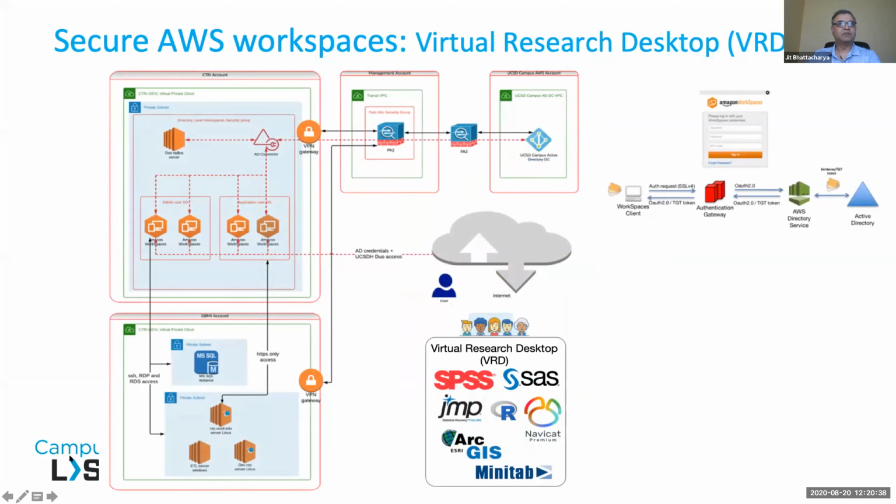Now, this one specifically gets into the VRDs, and what we're using is the AWS WorkSpaces. On this left side, you can see all the workspaces that we have, and this is in one of those managed accounts that is in our HIPAA environment. These workspaces can be grouped for different research groups and for the level of access and the access to resources that they need.